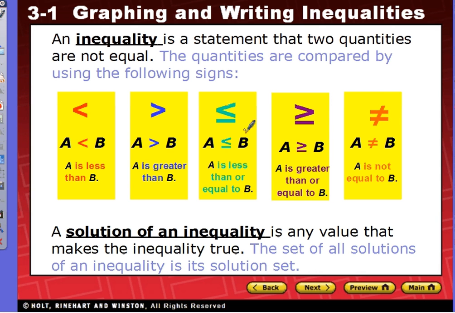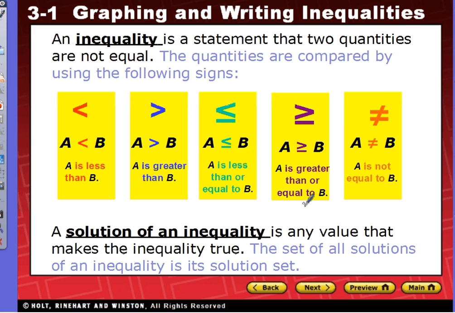Your notes, you should be on note page 35, and the first thing you're going to fill in is the vocabulary for an inequality. An inequality is just saying that two quantities are not equal. And so we use the alligator mouth Pac-Man symbols instead. So A is less than B, A is greater than B, A is less than or equal to B, A is greater than or equal to B, and occasionally A is not equal to B, just the equal sign with the slash through it. You don't have to write those things down, just the vocabulary underlined word and its definition.